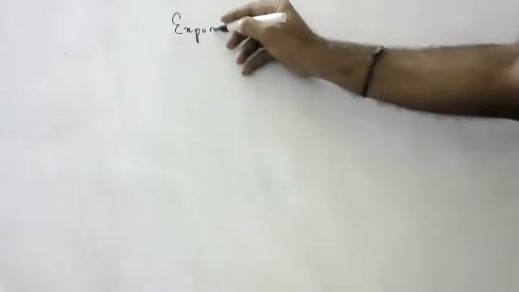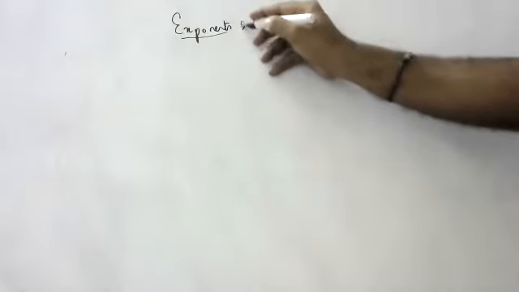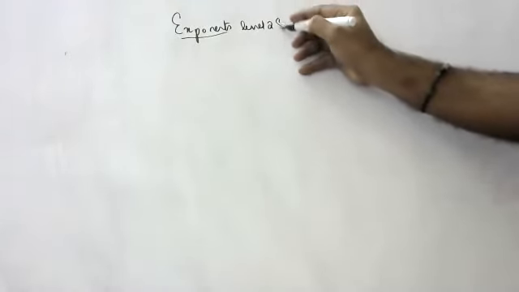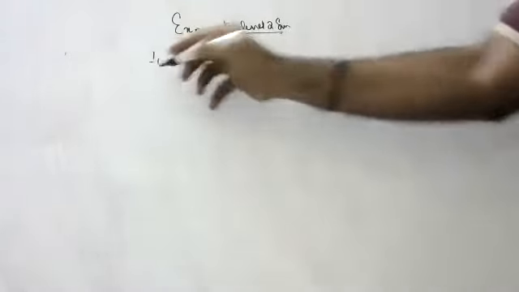Okay, children, coming to exponents. Exponents level 2 sums we will do, children. Small sums only, I will tell. Exponents level 2 sums. First question. Okay, the first question is like this, children. All of you see here.